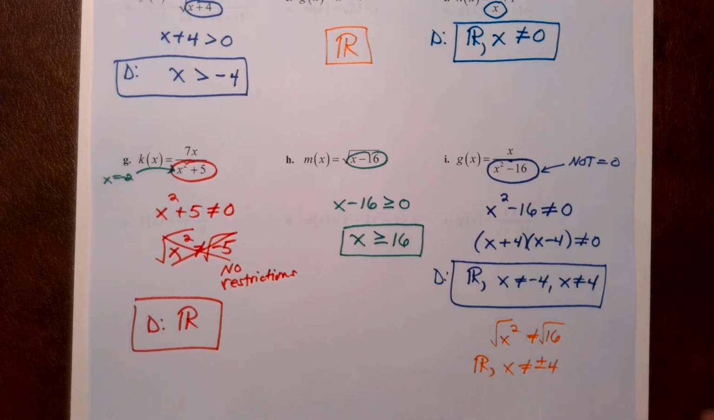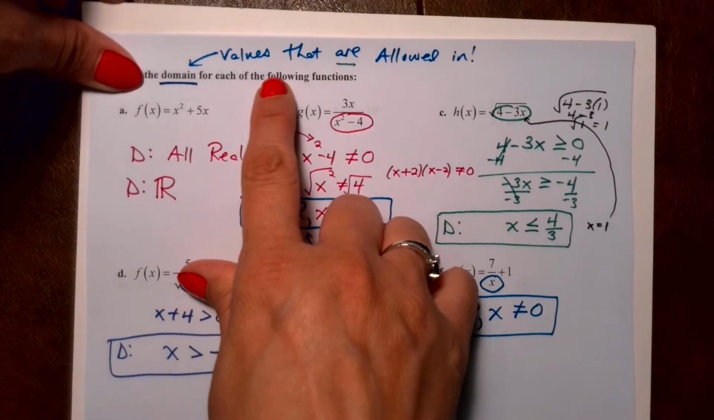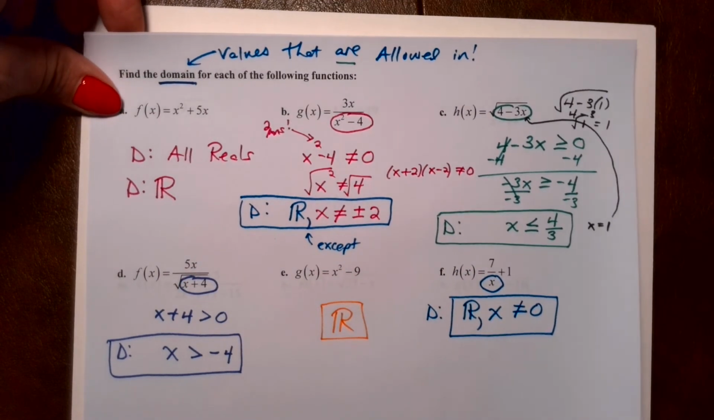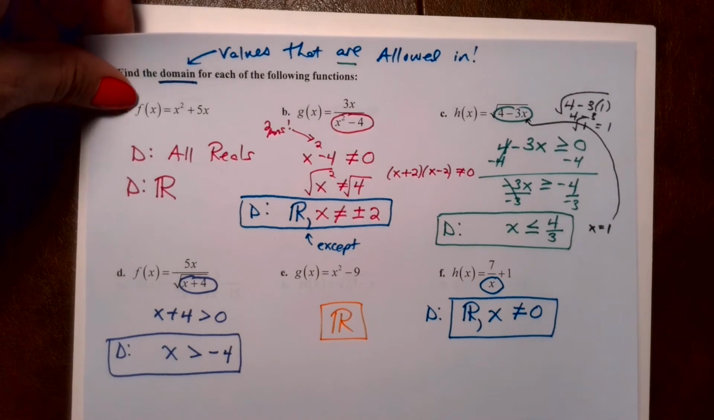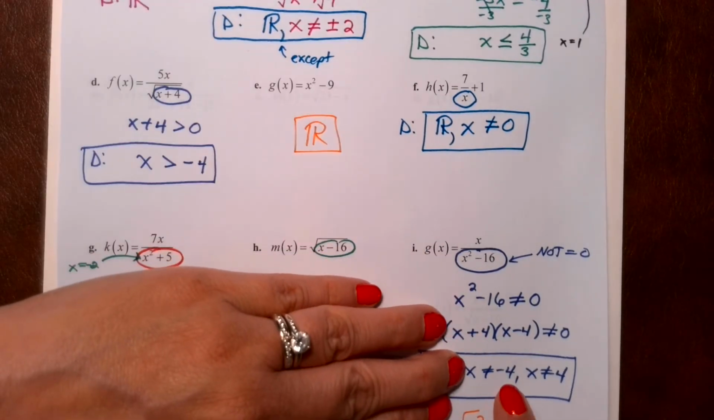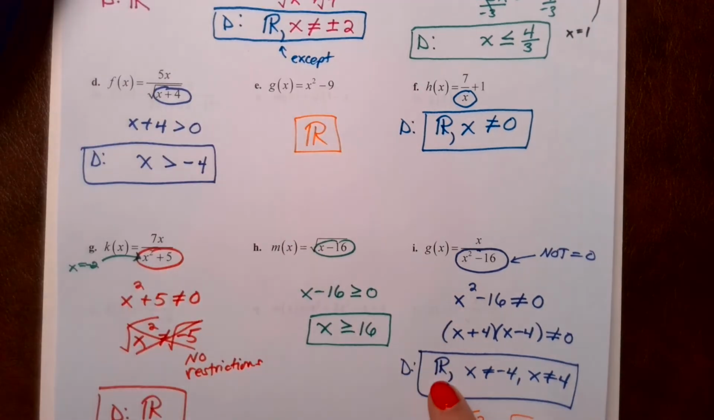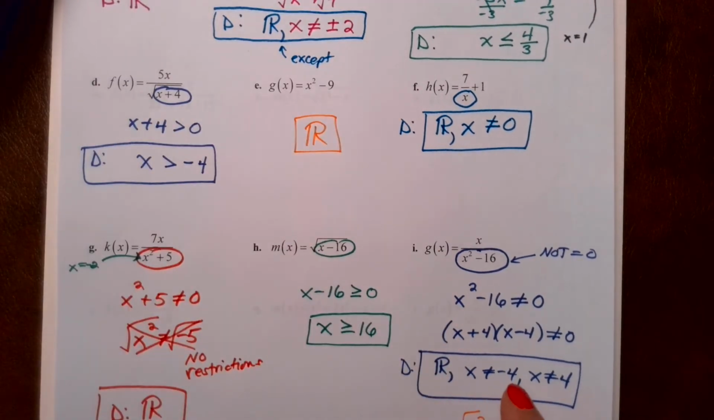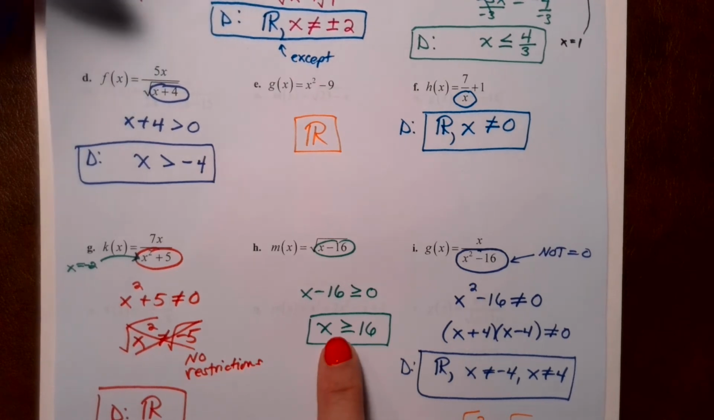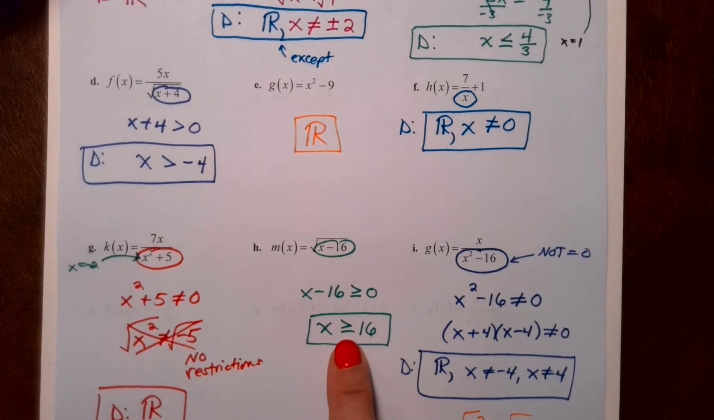Then you would also have to say all real numbers except plus or minus 4. Domain means what values are allowed in. You can't just say don't use those. What numbers are allowed? All the other ones. We don't have to say that with the greater than, because that one is already telling us to use all x's greater than or equal to 16.